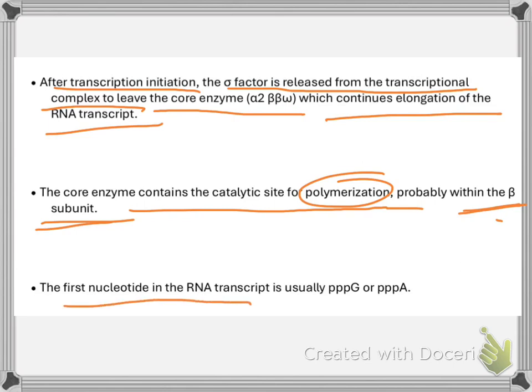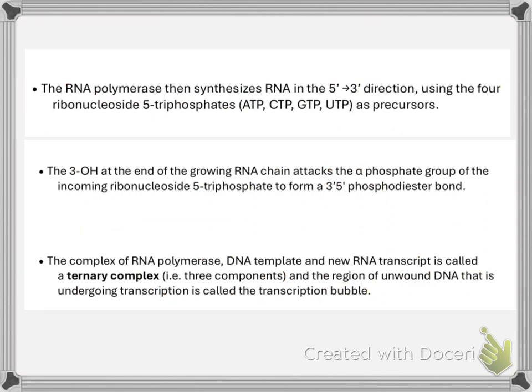The first nucleotide in the RNA transcript is usually a guanine nucleotide or an adenine nucleotide. The RNA polymerase then synthesizes the RNA in the 5' to 3' direction using the four ribonucleoside 5' triphosphates, ATP, CTP, GTP and UTP, as the precursors to elongate the RNA.